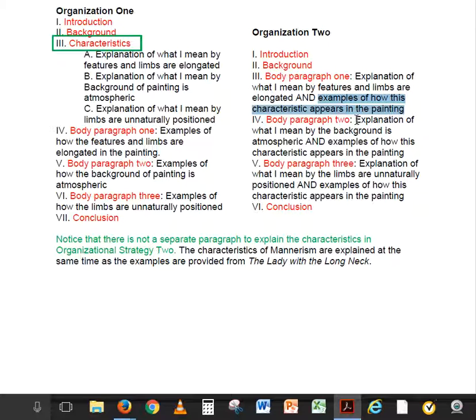Then my second characteristic is about atmosphere. I explain what I mean about the atmosphere, and then I find examples in the painting of that characteristic. And then I do that same thing with my third. Again I have three, you might have fourteen, you may have two. It doesn't matter as long as you're explaining the characteristic and providing examples. It doesn't matter whether you do them separately or together as you go.